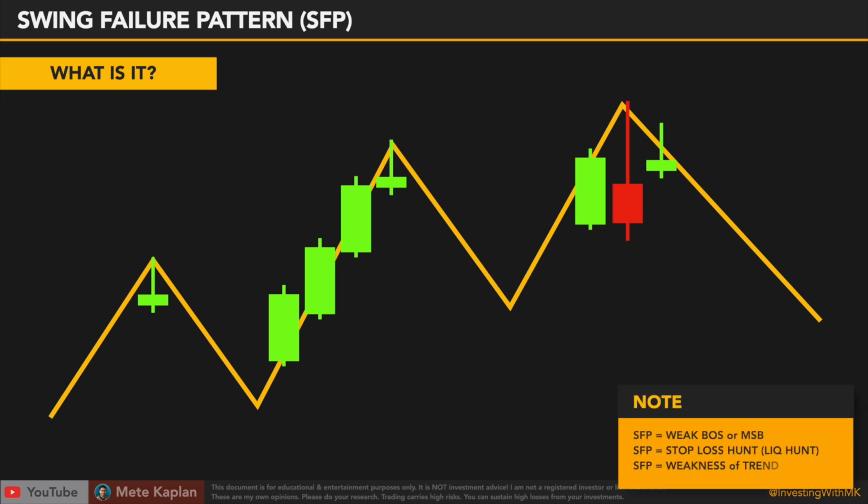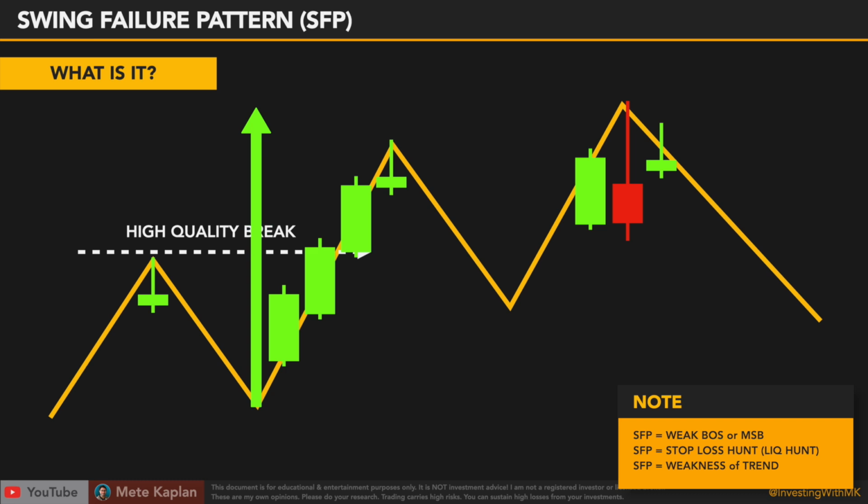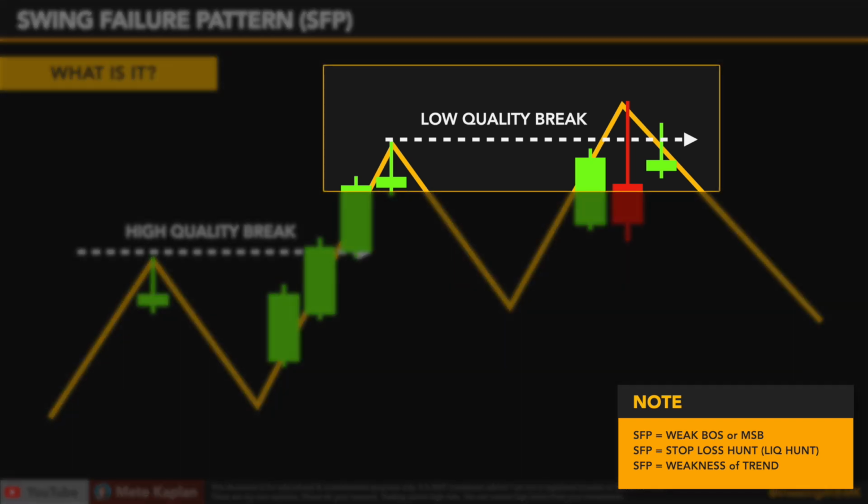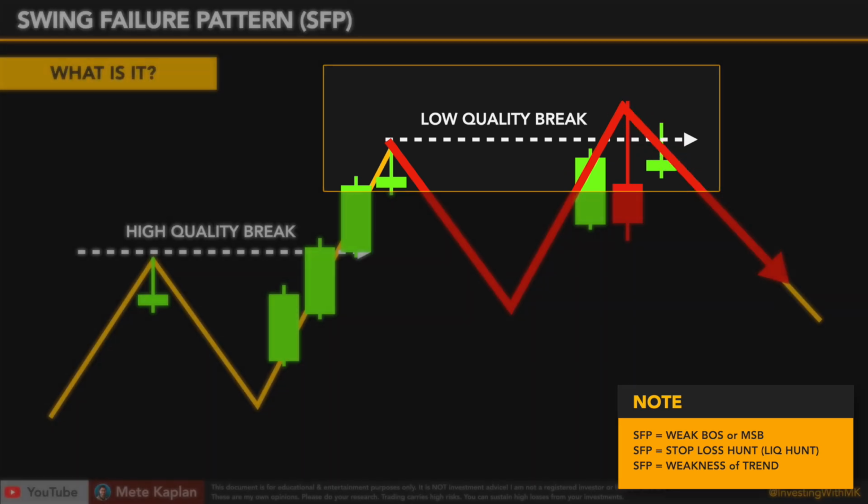It's actually a weak and low quality break, but nothing else. What was a high quality break? Price strongly breaks the previous swing point with large candlesticks, most of the time with imbalances. When we see this, we assume that this is a trend continuation. Price breaks here to continue upwards. So swing failure pattern actually is a weak break of structure, BOS, or a weak market structure break, MSB, but nothing else. When we see this pattern, we assume that this is a trend weakness, loss of momentum.